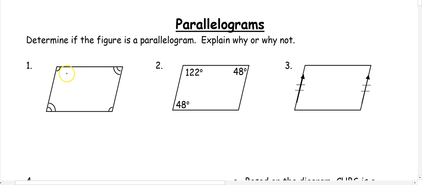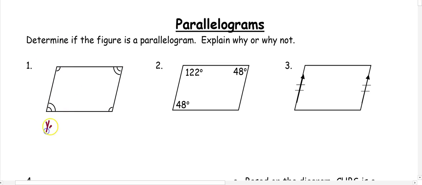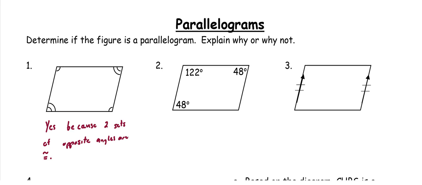So number 1, remember these markings show that these opposite angles are congruent, and these opposite angles are also congruent. And because we have two sets of opposite angles congruent, this is a parallelogram. So we would say yes, and then show what property to use: because two sets of opposite angles are congruent.